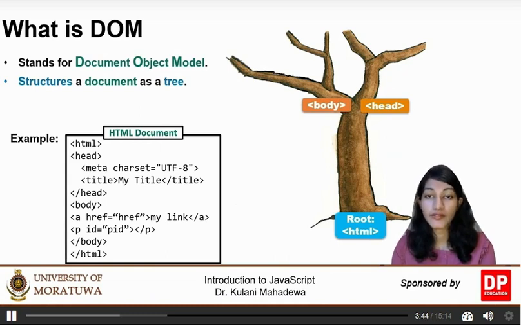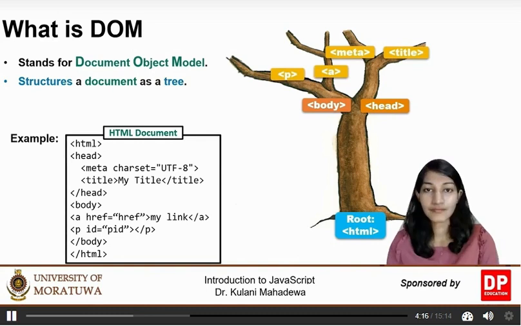In the head tag, we also have two tags, meta and title. In the DOM tree, they are the branches of the node head. Similarly, in the body tag, here we have two tags, A for link and P for paragraph. In the DOM tree, they are the branches of the node body. Okay, we added all the HTML tags as nodes to the DOM tree.